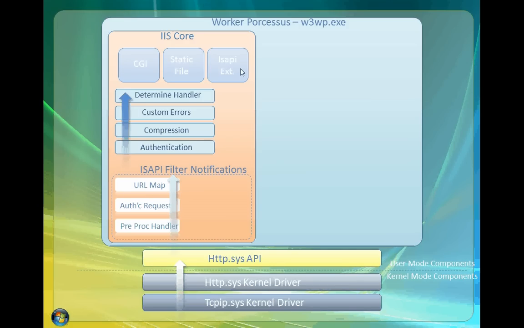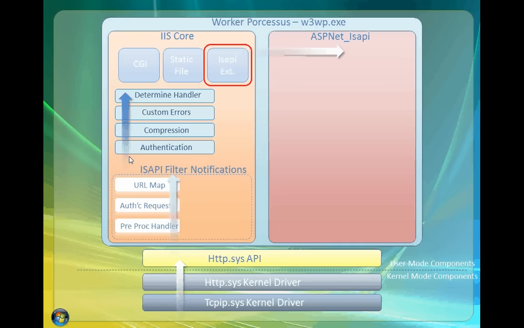So if we have an incoming request, it will be relayed to the worker process via the HTTP.SYS APIs, will traverse all the ISAPI filter notifications, and then go to the determine handler stage. In the determine handler stage, if we determine that we need to execute, for example, an ASP.NET page, we load up the ASP.NET ISAPI inside the W3WP.exe process.